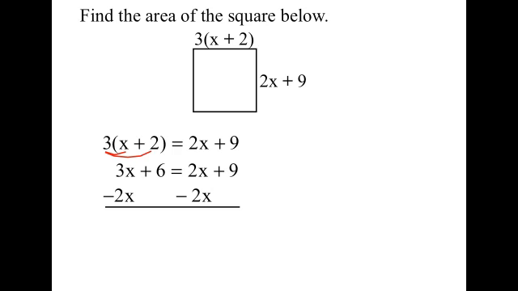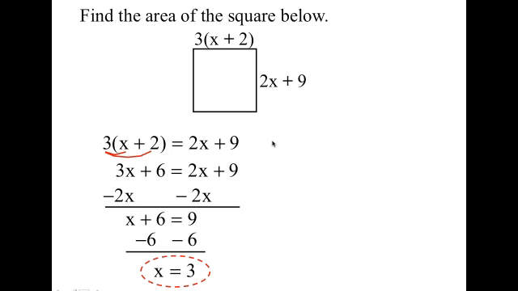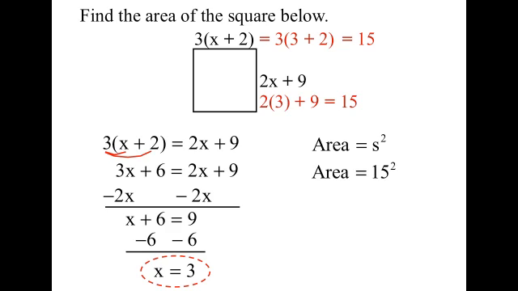Okay, get my x's on one side, subtract 2x. Move my constants to the other side, subtract 6. And x equals 3. If I know that x equals 3, I can find the area by substituting in 3 times 3 plus 2. 3 plus 2 is 5 times 3 is 15. Okay? And 6 times 3. So 15 times 15 is 225. Okay, sorry about that. We would do something like this in algebra, multiplying those two together. So my area is 225 square units.